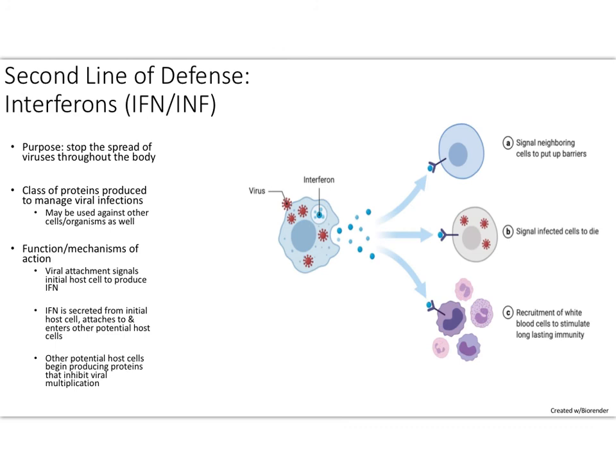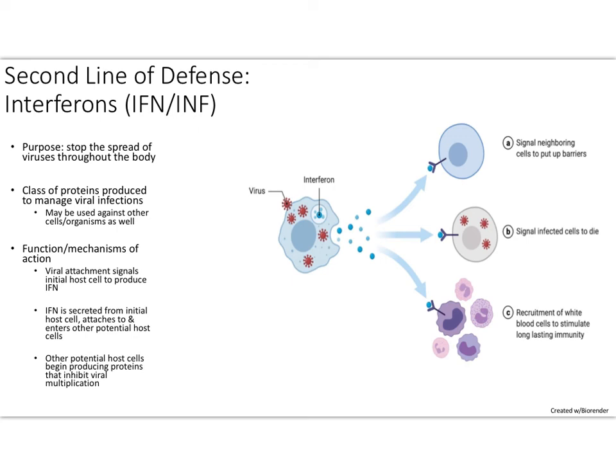The last aspect of the second line of our innate immune response that we will talk about are the interferons. Sometimes interferons are abbreviated IFN, sometimes INF. I wish I could tell you for certain which one to look out for, but it seems to depend on what resource you're looking at. I tend to say IFN, so most of the time I abbreviate it as IFN, but I have also seen it as INF, just so you know.